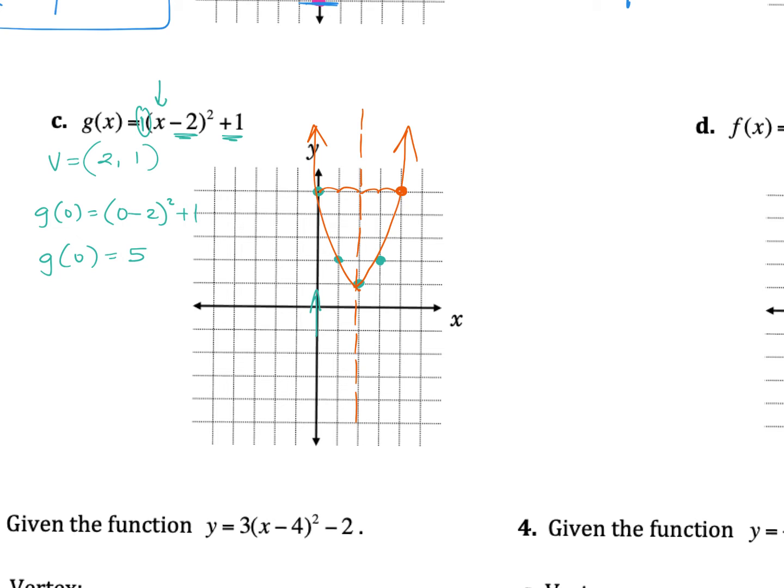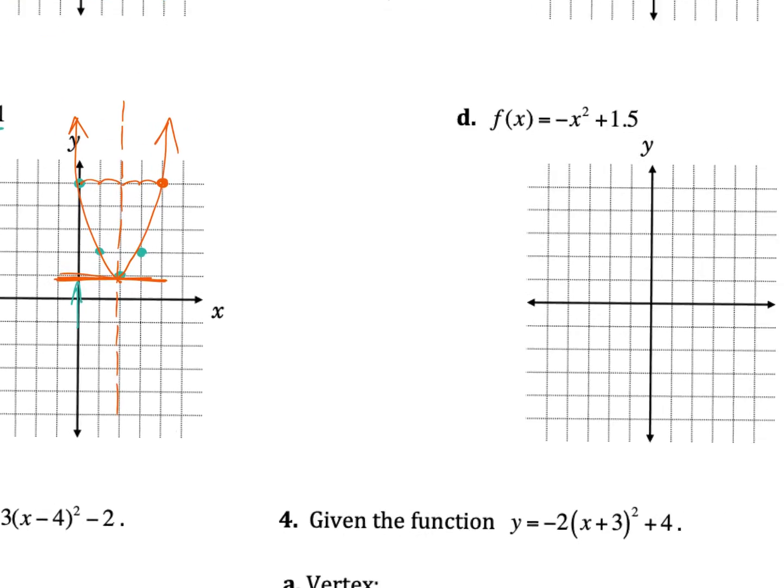Yes, ma'am. Why is it g of x and not f of x? That's just what they gave us in the problem. Yeah, f of x, g of x, it's the same thing. It's just function notation instead of y. Okay, what's your domain? All real numbers. What's your range? Y is greater than or equal to 1, right? Your y value here is at 1. Everything's above that, so greater than or equal to.